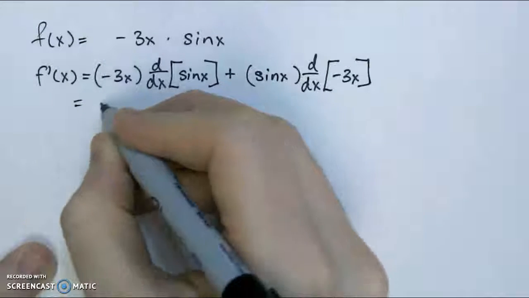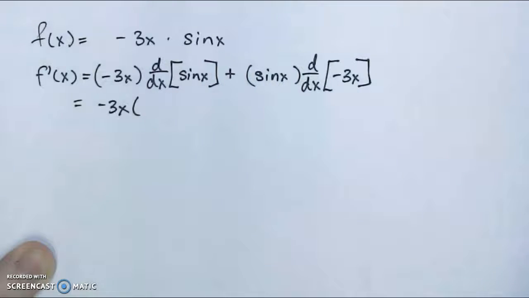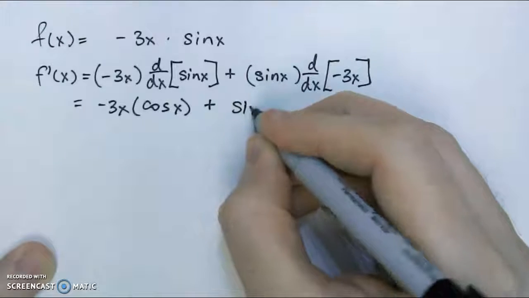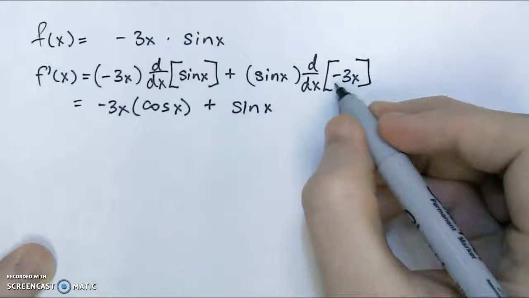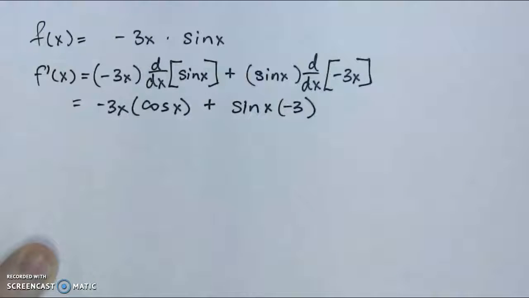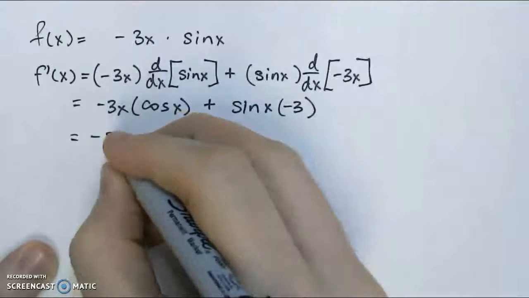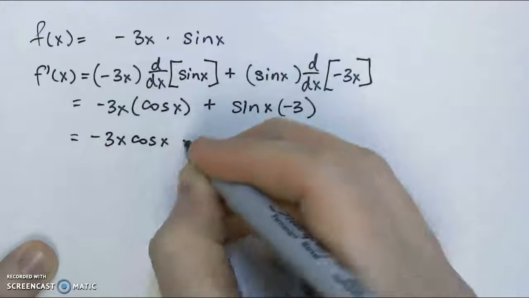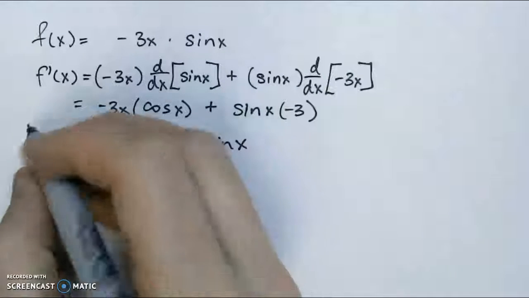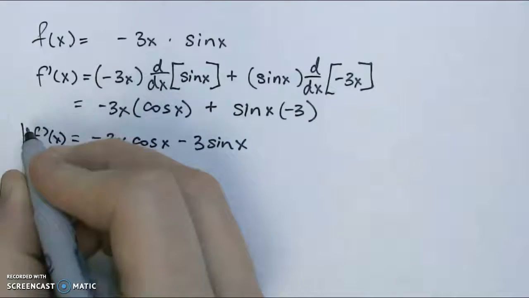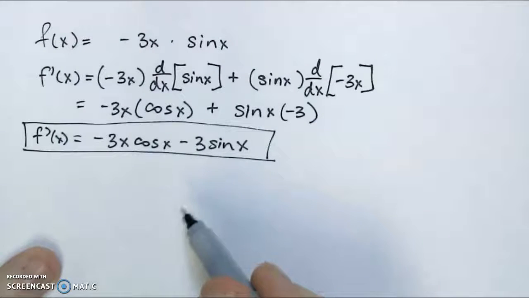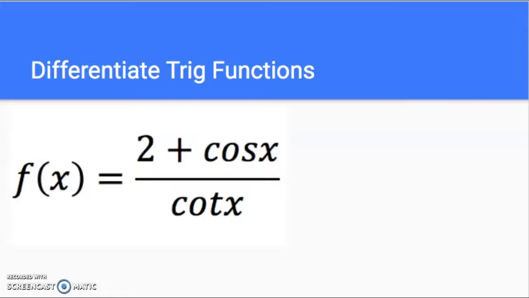So that would be negative 3x times the derivative of sine, which is cosine, plus leave sine alone, and then the derivative of negative 3x, which is negative 3. Then let's write this as negative 3x cosine x minus 3 sine x. And that's about as simplified as I think I would take it. If we can't simplify things, I would try. It looks like here we could factor out a negative 3, but that's about the only simplifying I can see there.